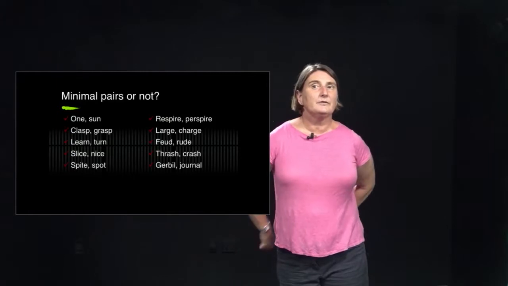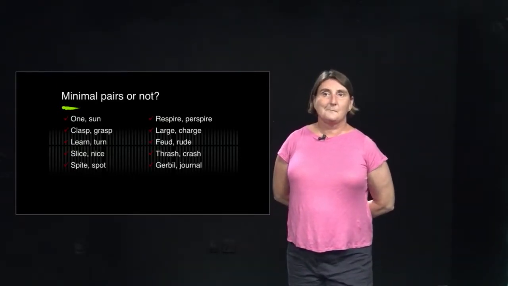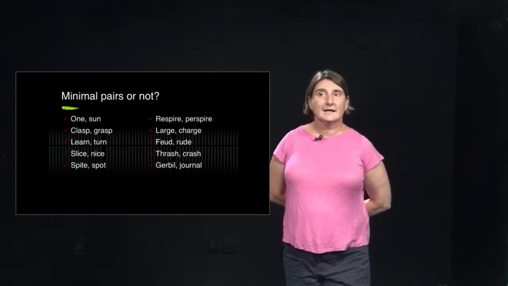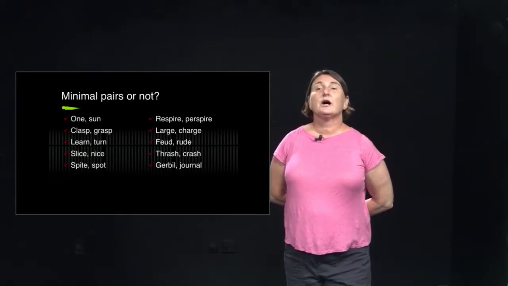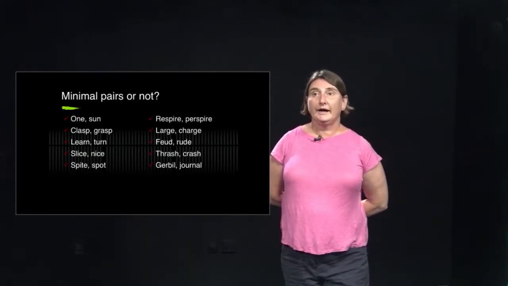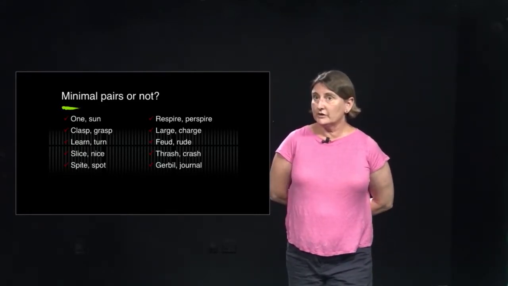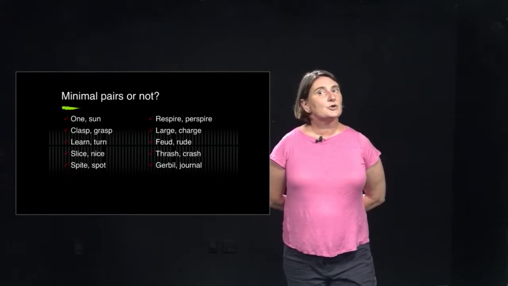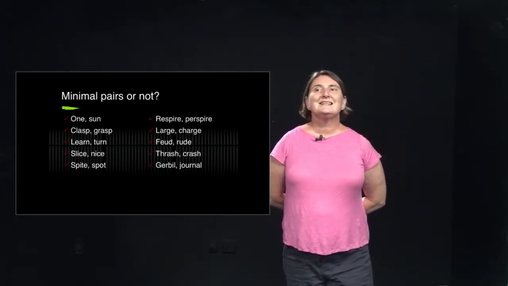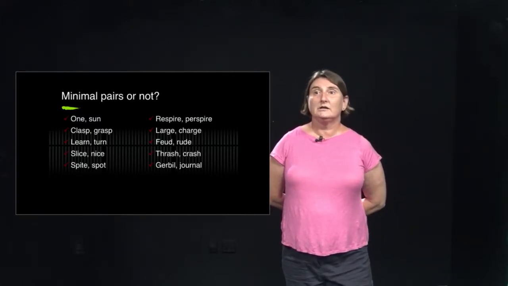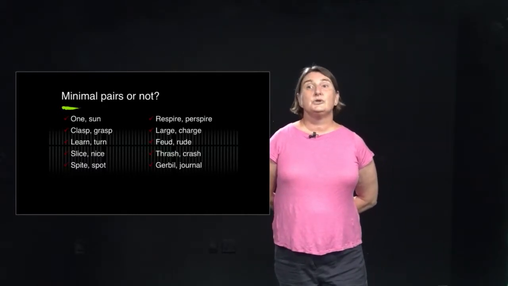Okay, so let's think about those. One and sun. Yes, those are a minimal pair. You've got W, N and S, N. So those are. Don't let the spelling trick you. Clasp and grasp. Okay, so the asp part is the same, but you will see that in clasp you've got KL, but grasp you have GR. So it's not a minimal pair because two sounds are changing.